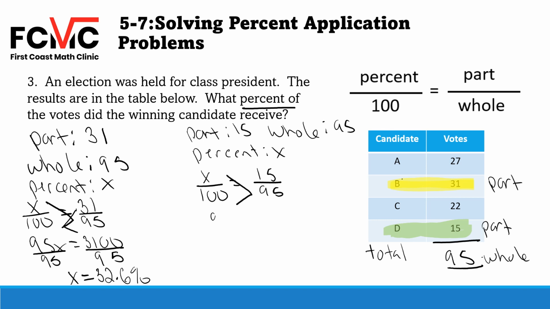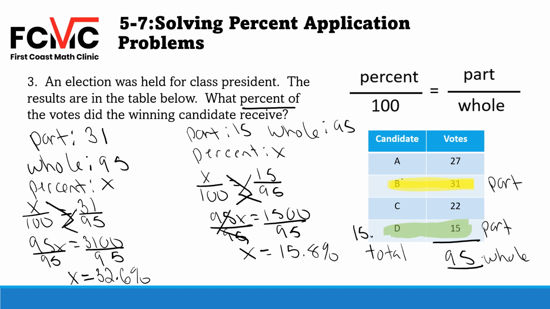Let's cross multiply. So I'll have 95x, 15 times 100 is 1,500. Divide by 95, divide by 95. The 95s cancel out, and 1,500 divided by 95, again rounding to the nearest tenth, we get 15.8%. So candidate D got 15.8% of the votes. Candidate B received 32.6% of the votes. Okay, so this was lesson 5.7, solving percent application problems.